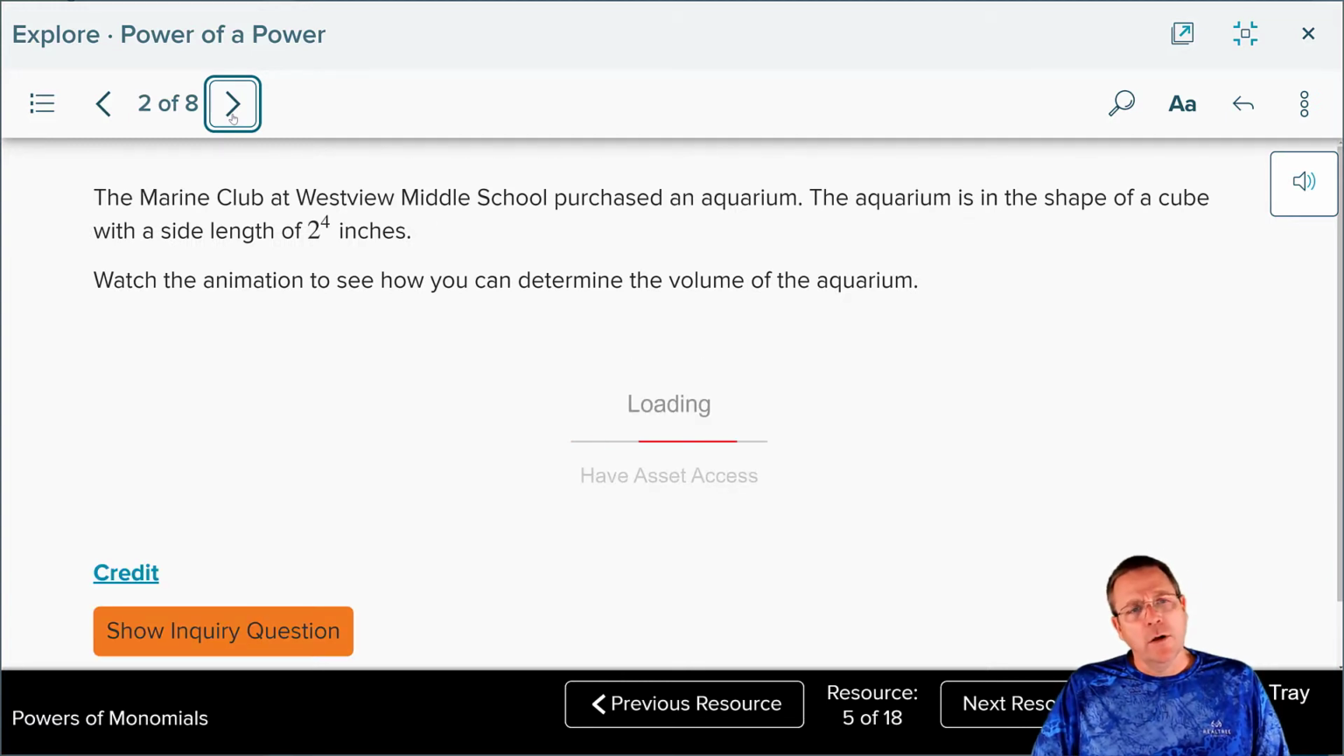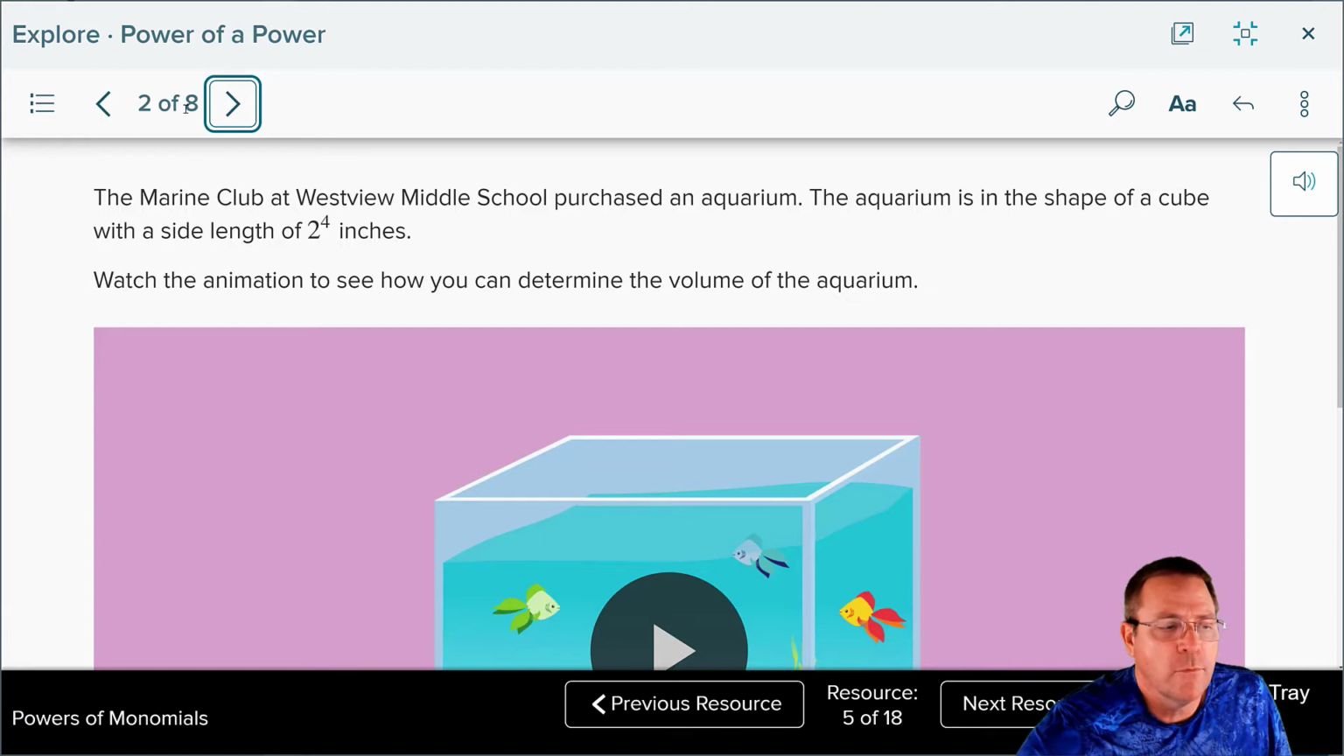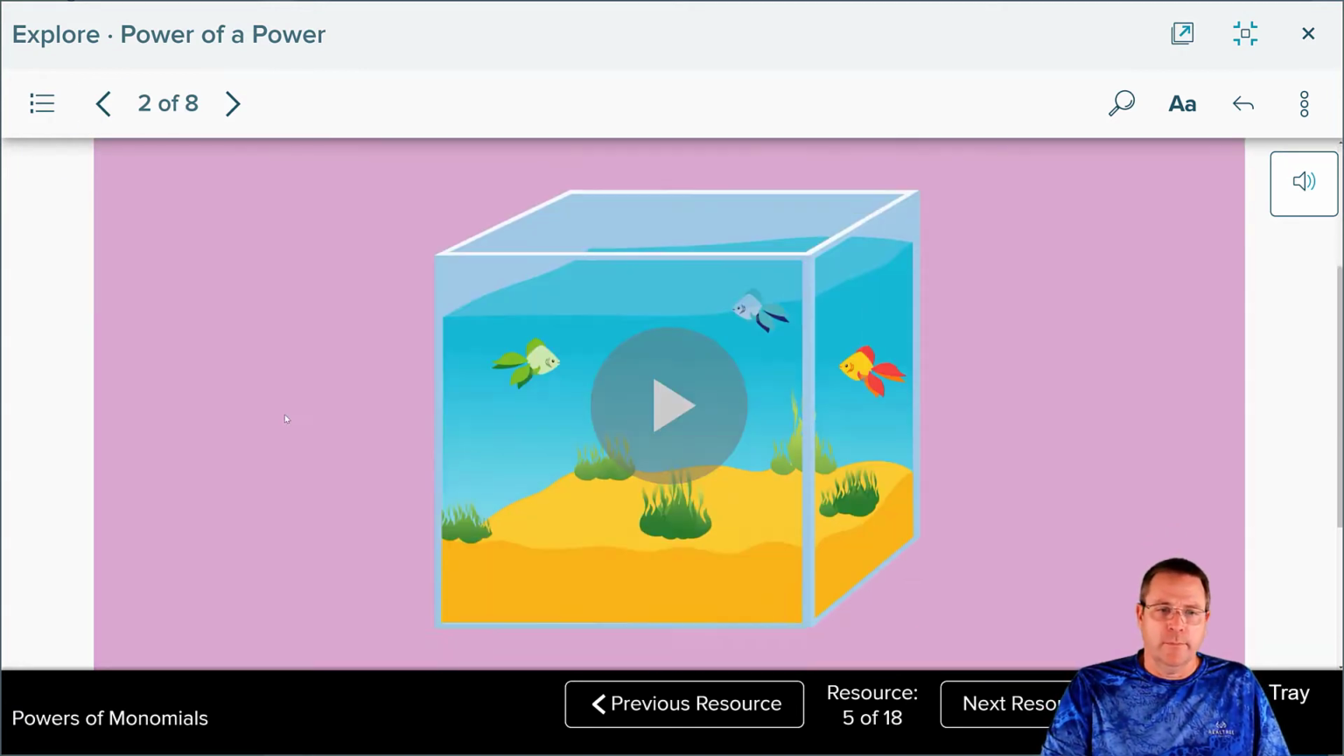The Marine Club at Westville Middle School purchased an aquarium. The aquarium is in the shape of a cube, with the side lengths being 2 to the 4th inches, because that's how normal people measure side lengths of aquariums. Now we're going to watch the animation to see how we can determine the volume of the aquarium.